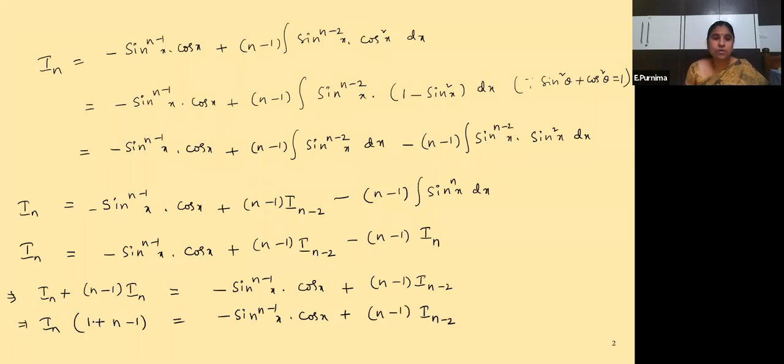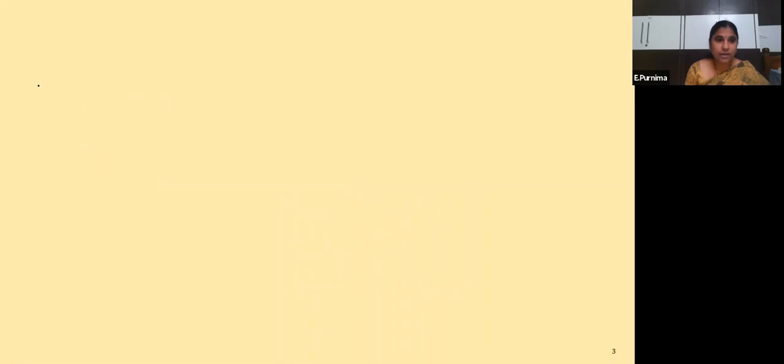Okay, children. So plus 1 and minus 1 is cancelled. So we are left with n into In. N into In is equal to, the right hand side will be as it is. Now I'll write that one. N into In is equal to minus sin^(n-1)x into cos x plus (n-1) into I(n-2). So this was our term. So we need only In value, which is our given sum.